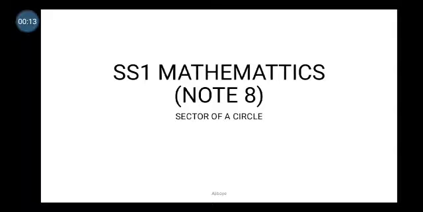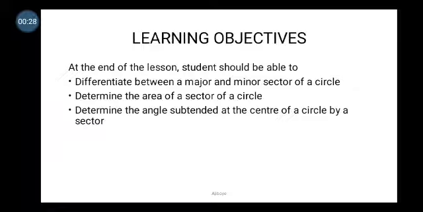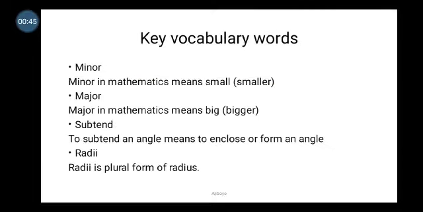The sector of a circle. Recall that in our previous lesson we discussed the components and the properties of a circle, in which sector is one. We also have learning objectives. At the end of the lesson, students should be able to differentiate between a major and a minor sector of a circle, determine the area of a sector of a circle, and determine the angle subtended at the center of a circle by a sector.